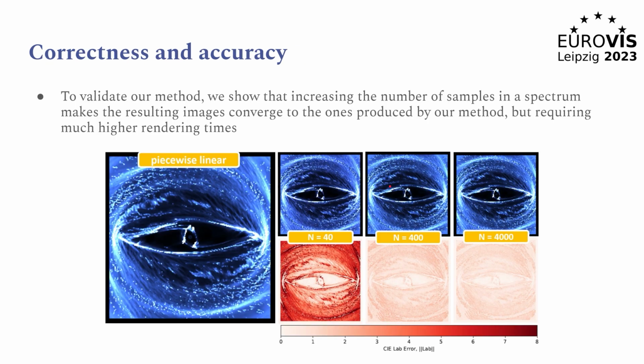To test this accuracy claim, we render our solution and compare the image difference to the solution given by the point sampled solution with 40 bins, 400 bins, and 4,000 bins. And we notice that the binning solution gets closer to our solution as the binning size increases.